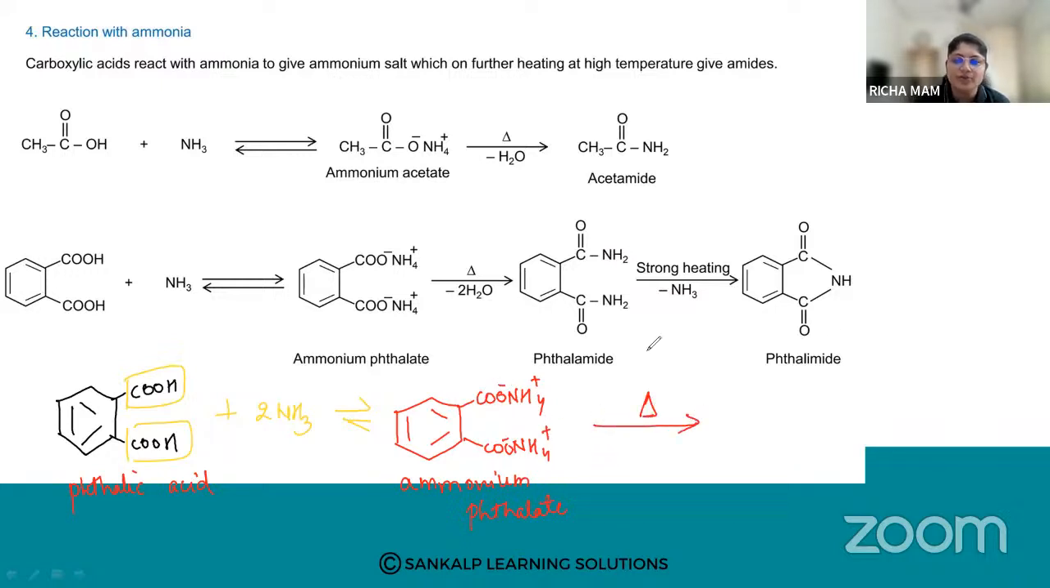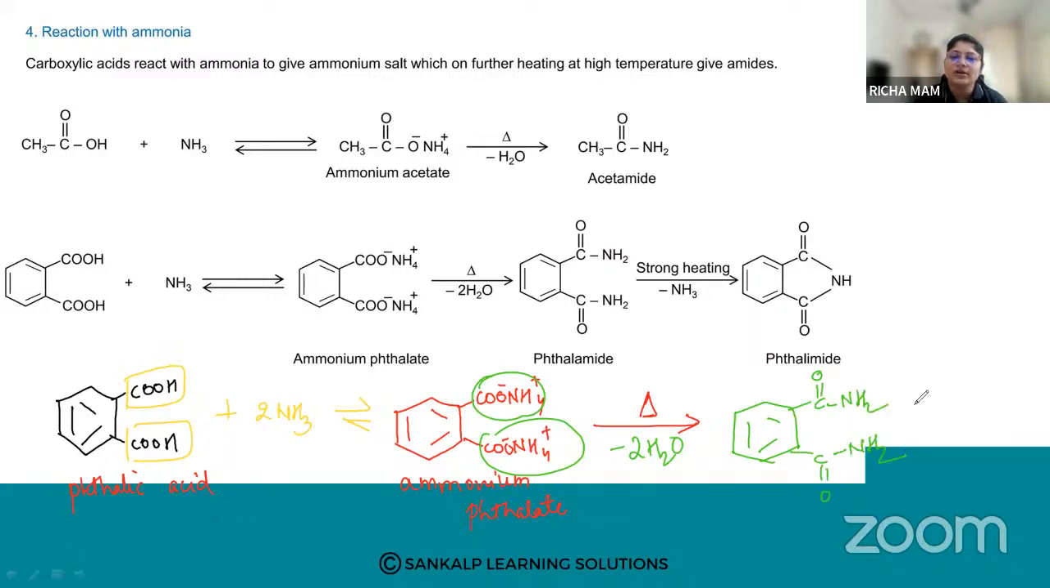Now this phthalate, again we are going to heat it. After heating, from here one water molecule will be lost, and from here one water molecule will be lost. So 2 moles of water molecule will be lost. So what you'll get? C double bond O NH2, C double bond O NH2. Now this is phthalamide. Okay, you get a phthalamide.